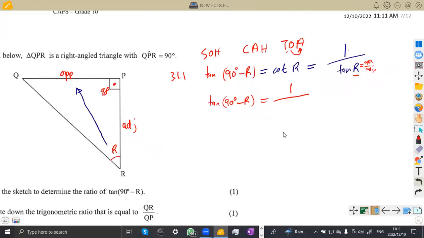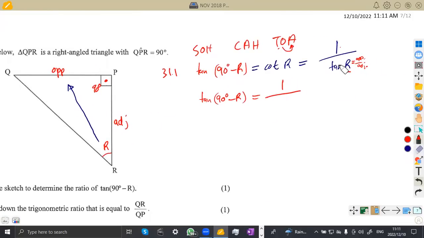All right, so we can substitute from this information. That is 1 over tan R, which is opposite over adjacent, and our opposite is PQ. So it is going to be PQ over the adjacent, which is PR. Remember, guys, if you are dividing 1 by something, it simply means the inverse of it. So we are simply finding the inverse of PQ over PR, which means inverting the fraction, which is PR over PQ.